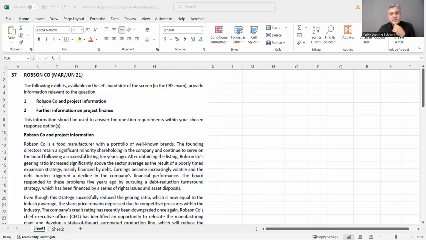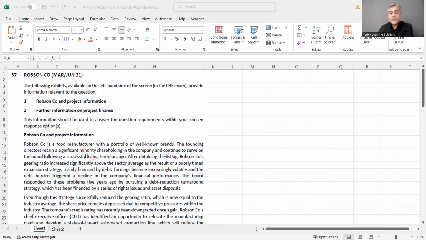So number one, this was the first exhibit, Robson company and project information. Robson company is a food manufacturer with a portfolio of well-known brands. The founding directors retain a significant minority shareholding in the company and continue to serve on the board following a successful listing 10 years ago, which means that they went for an IPO and they are now a listed company.